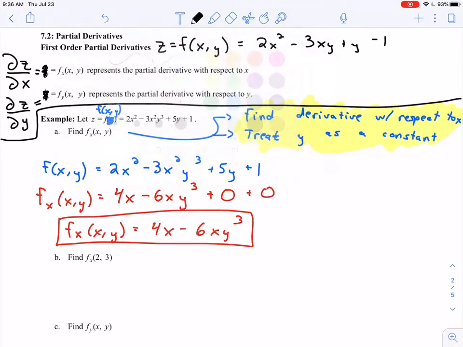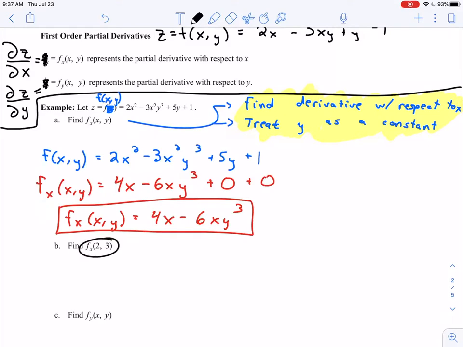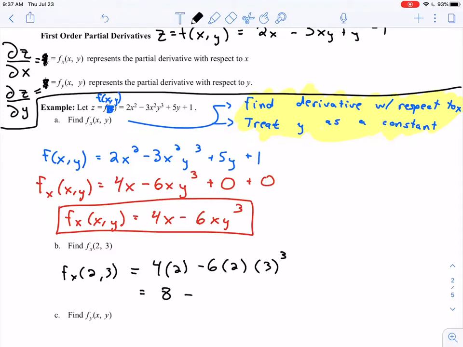And then, of course, I can evaluate my first order partial derivative at a certain point. Here I would like to evaluate it at 2 comma 3. So f sub x of 2 comma 3. We're just going to plug in 2 for x and 3 for y and evaluate it. So here I have 4 times 2 minus 6 times 2 times 3 to the third. So this should be 8 minus, 6 times 2 is 12, and 3 to the third is 27. So let's see, 8 minus 12 times 27. I don't trust my arithmetic here on this one, 324. So let's see, I should have negative 316.